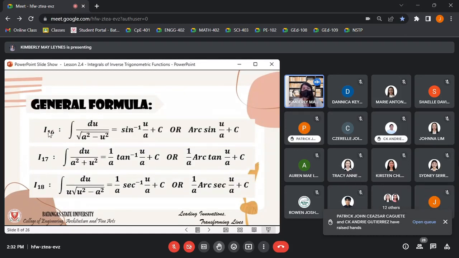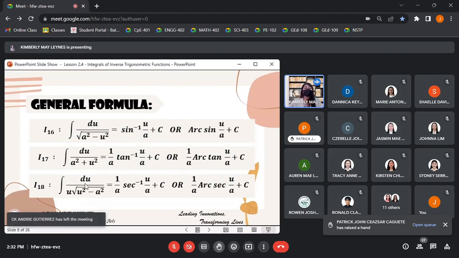So formula number 16 natin, the integral of du over the square root of a squared minus u squared is equal to yung sine raised to -1 u over a plus c, or yung arc sine natin na u over a plus c. So parehas lang siya. Yung isa lang ay naka-raise sa -1, yung isa arc sine, para parehas silang inverse po. Okay. Integral ng du over a squared plus u squared is equal to 1 over a tangent raised to -1 u over a plus c, or yung ating 1 over a arctangent na u over a plus c.